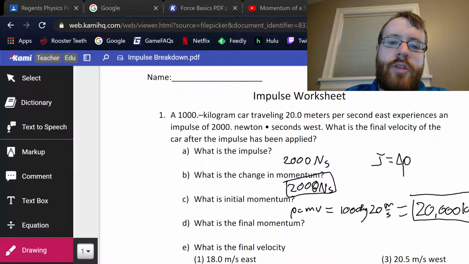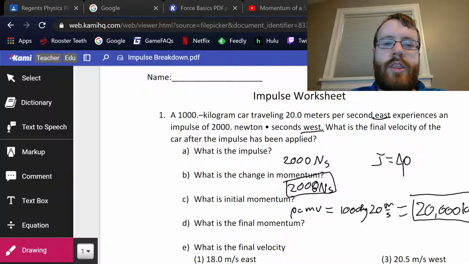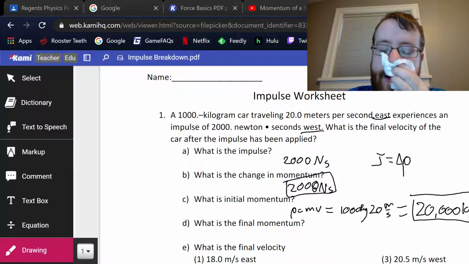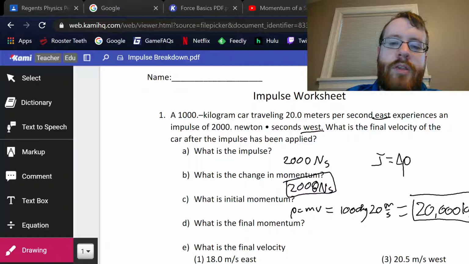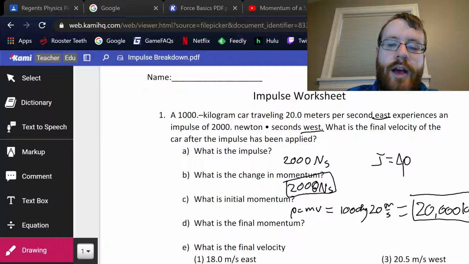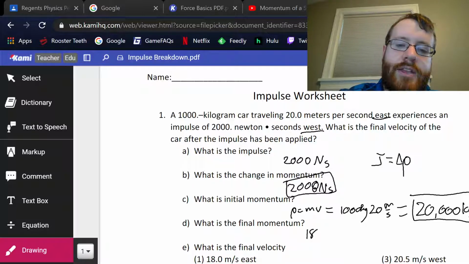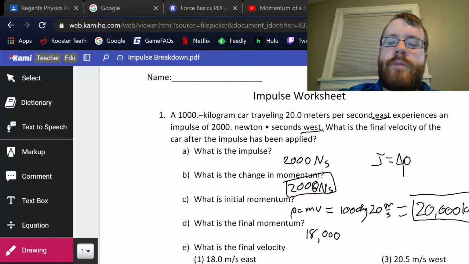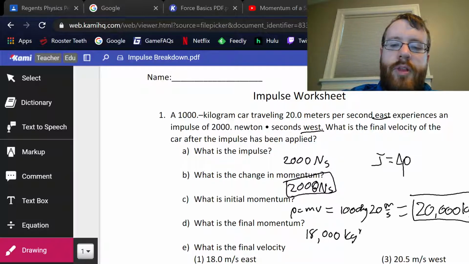Now, because this is going to the east and this is going to the west, that means that this change in momentum, or this impulse, ended up slowing it down or decreasing the momentum. So it's going to be the 20,000 minus the 2,000, which gives us 18,000 kilogram meters per second.